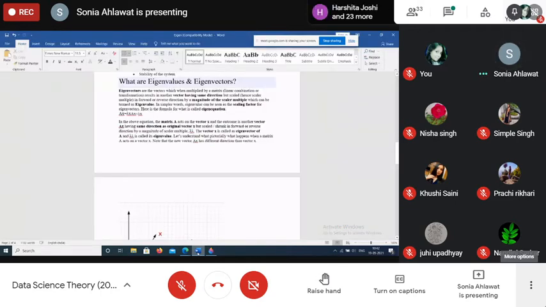Okay, is it clear till here, class? Any doubt? Shall I proceed? Yes, ma'am. Okay. So eigenvectors are the vectors which when multiplied by a matrix, now it is in terms of the mathematics. Eigenvectors are the vectors which when multiplied by a matrix result in another vector having the same direction. Mind it, having the same direction, but scaled in the forward or reverse direction by a magnitude of the scalar multiple, which can be termed as the eigenvalue.